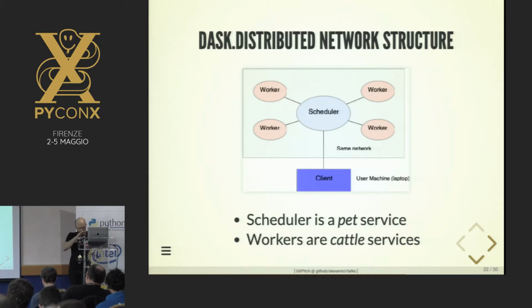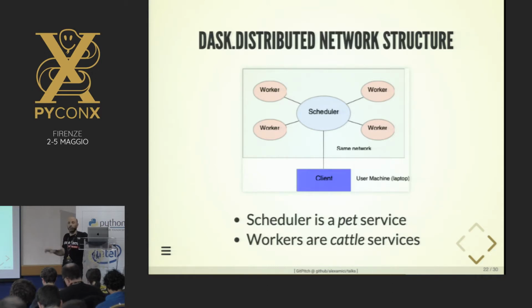The service structure of Dask is very nice, even for using on cloud services. Your scheduler is the only thing that really needs to survive. So it's your pet in the pets-versus-cattle paradigm, and you need to get a machine that stays alive and doesn't go away.